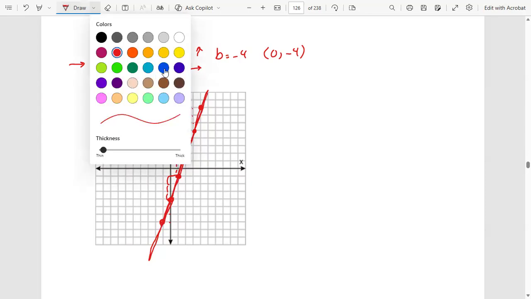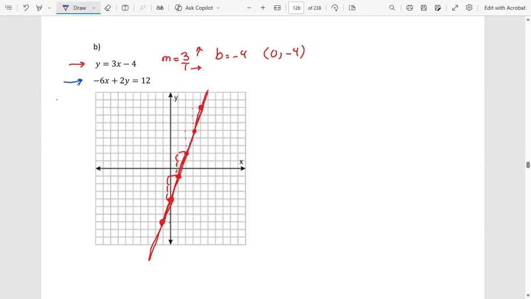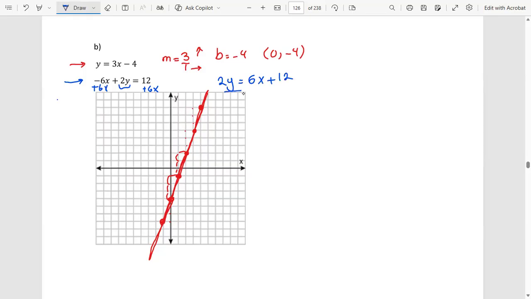Now I want to graph the second line. But the second line is not in slope-intercept form. So I have to make it in that form. How can we make y by itself? To isolate the y, I have to keep 2y, so I need to move 6x. So I'm going to add 6x to both sides. So I will have 2y, which is equal to 6x plus 12. Then to make sure that y is by itself, I have to divide everything by 2. So y must be equal to 3x plus 6.